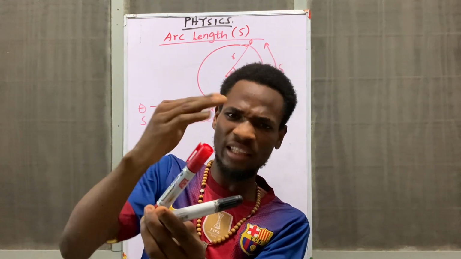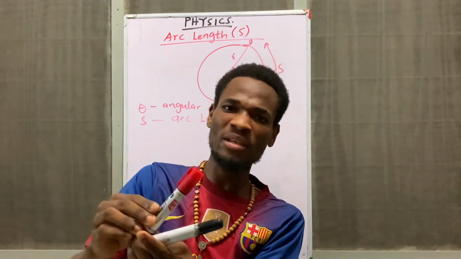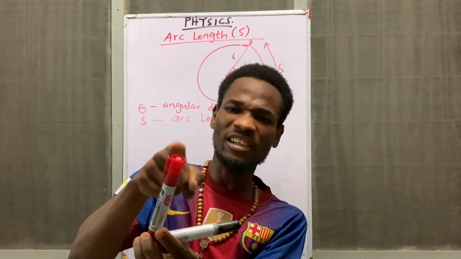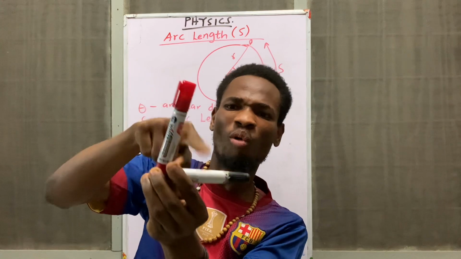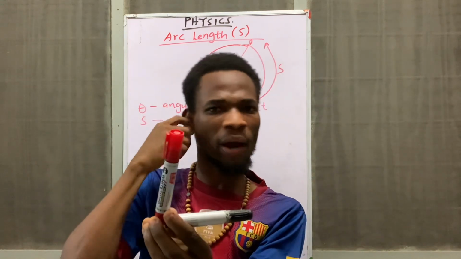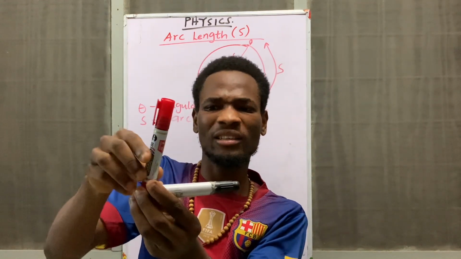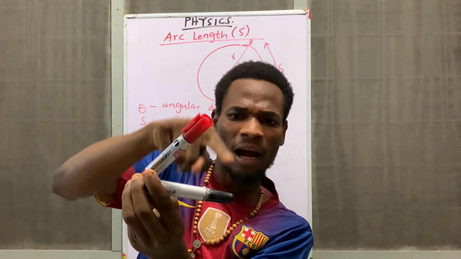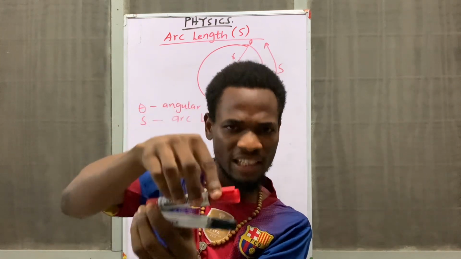Do you get the assertion over here? So it means as S increases, my angle over here will also increase. But when the angle decreases, the arc length also decreases.